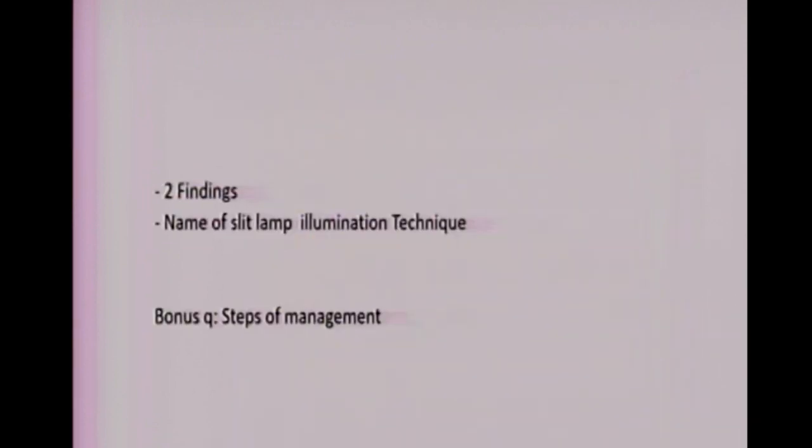And the slit lamp illumination technique in this picture. And the bonus question is the steps of management.